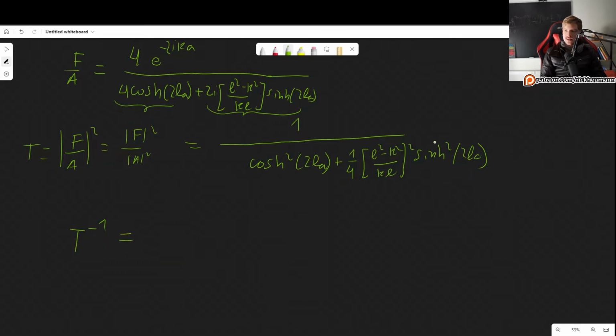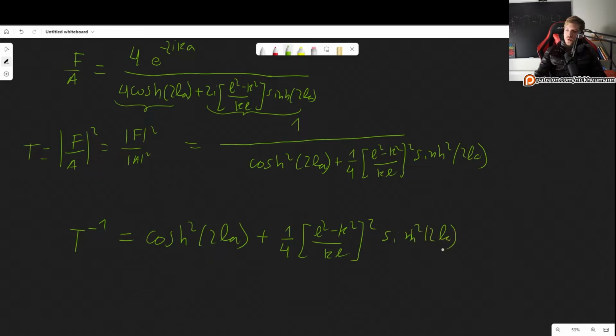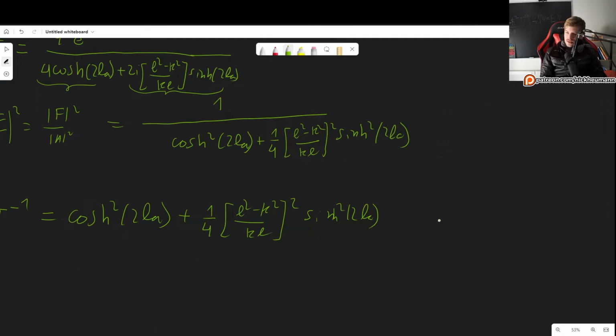T to the minus 1 is the denominator, which is the hyperbolic cosine squared of 2LA plus 1/4 of (L squared minus K squared) over KL, squared, times hyperbolic sine squared of 2LA. But what is the hyperbolic cosine? The hyperbolic cosine squared of x is 1 plus the hyperbolic sine squared of x.